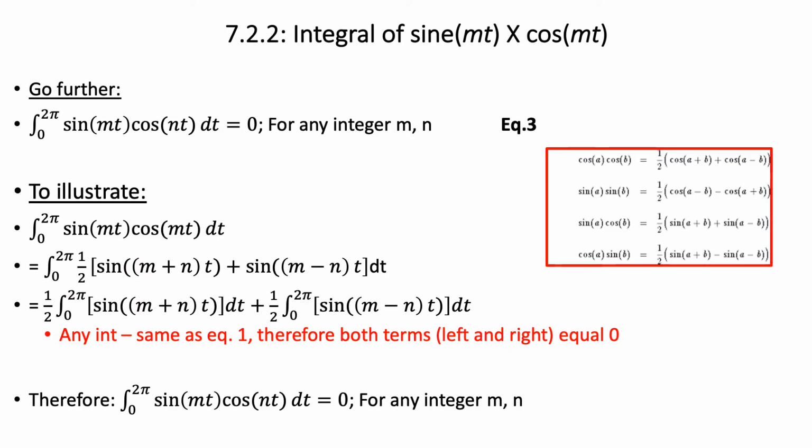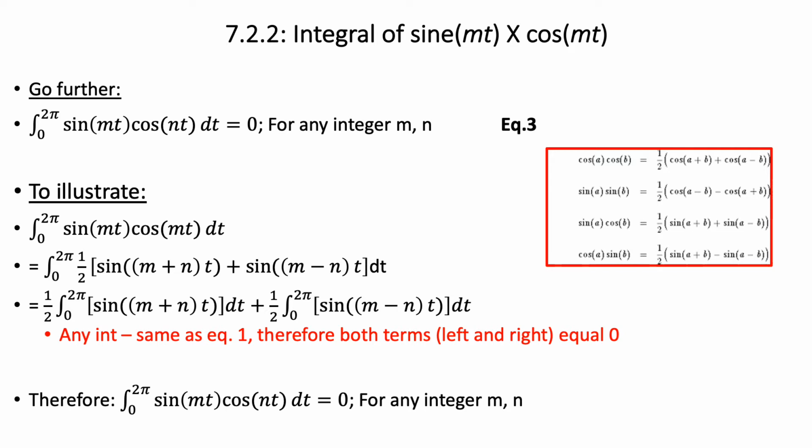To go further, let us look at the integral of sine times cosine. In this equation, the integration of sin mt cos nt dt for 0 to 2 pi will also give us 0. To illustrate this, let us look at the integration of sin mt cos nt dt for 0 to 2 pi.